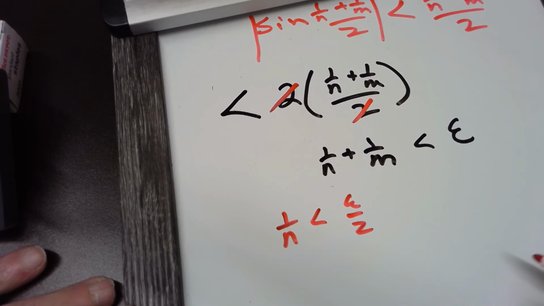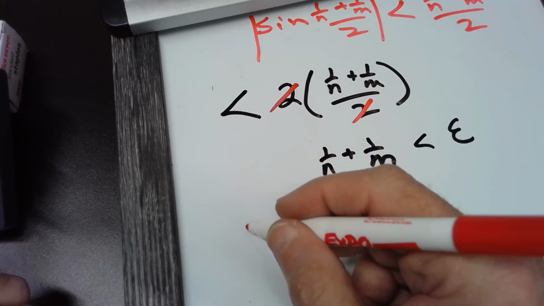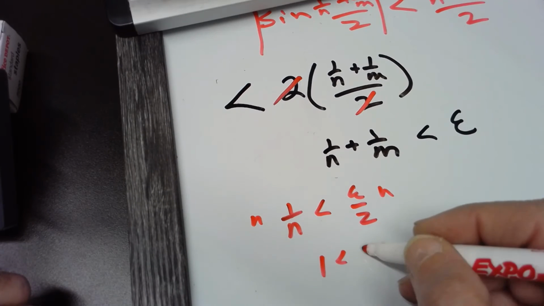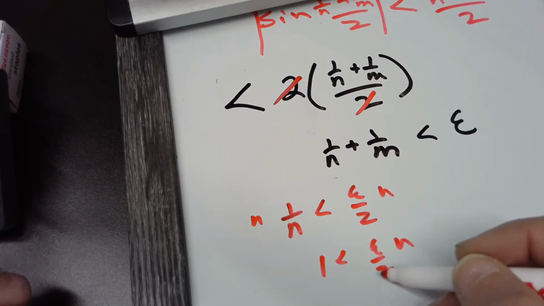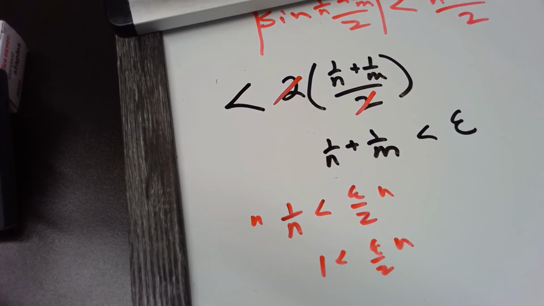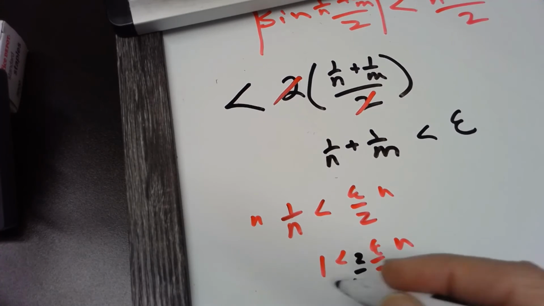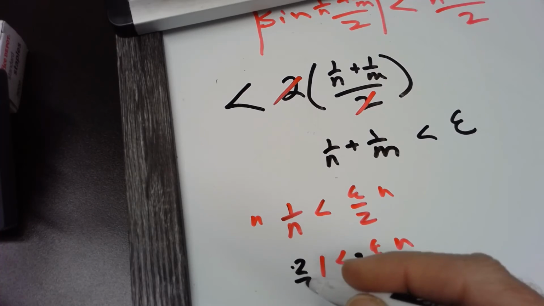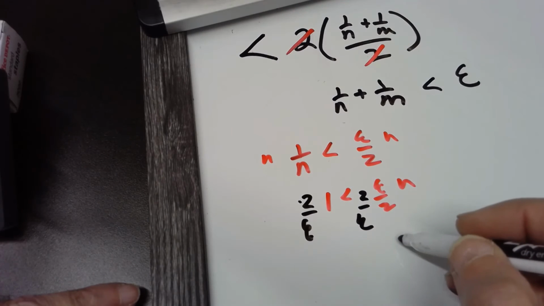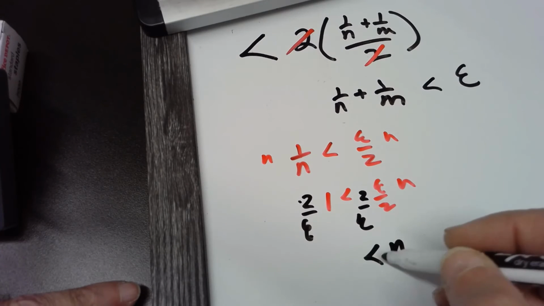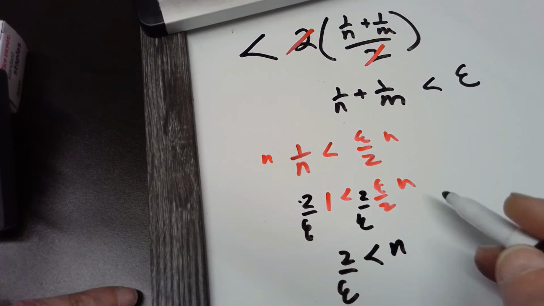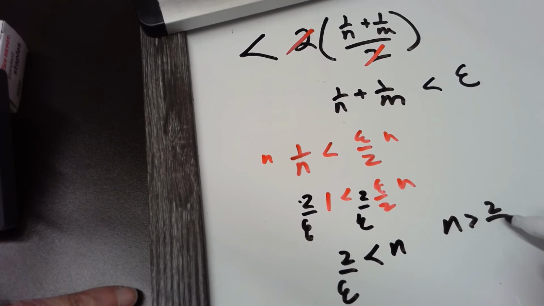So if we multiply it into both sides, we get 1 is less than epsilon over 2 times n, and we multiply by the reciprocal, 2 over epsilon. Then we can say that n is greater than 2 over epsilon. So since n is greater than big N, we can say that big N is greater than 2 over epsilon.